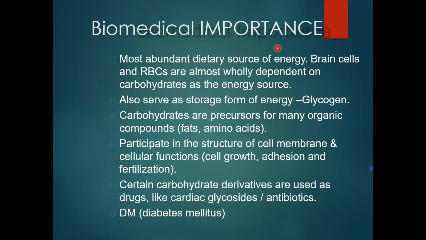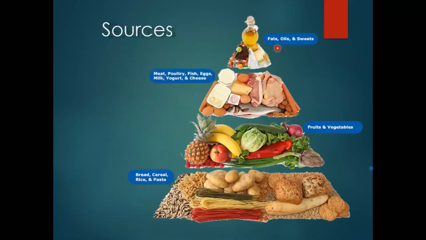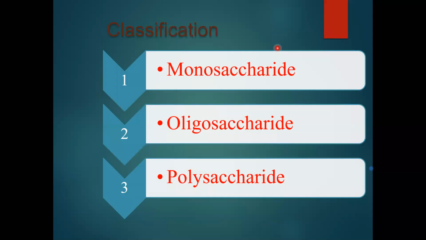Certain carbohydrates are used as drugs, like cardiac glycosides, such as digoxin, which is a commonly used cardiac drug, whereas we have certain antibiotics like streptomycin, which are also being used. Coming to the sources, as we are very familiar with these, we know rice and wheat are the most common sources of carbohydrate which we consume in the Indian diet.